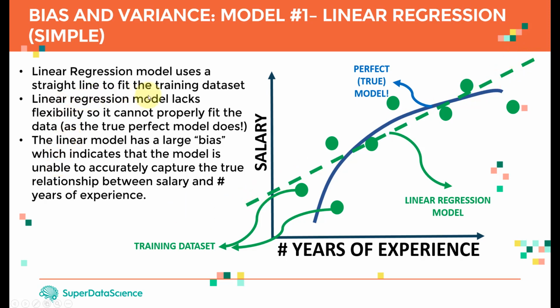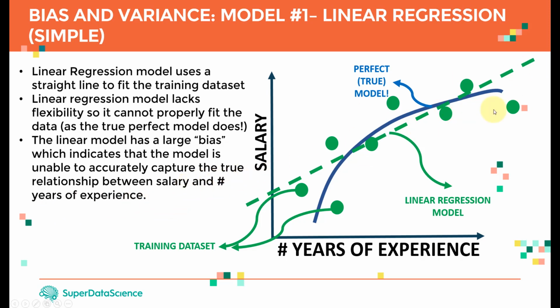So the linear regression model lacks flexibility, because we can't bend it, right? We can't bend it to have, for example, the perfect or true model. So it cannot properly fit the data set, okay? So the linear model, we call it, has a large bias, okay? And this is a very important concept. So now this line has a large bias, which indicates that the model is unable to accurately capture the true relationship between the salary and the number of years of experience.